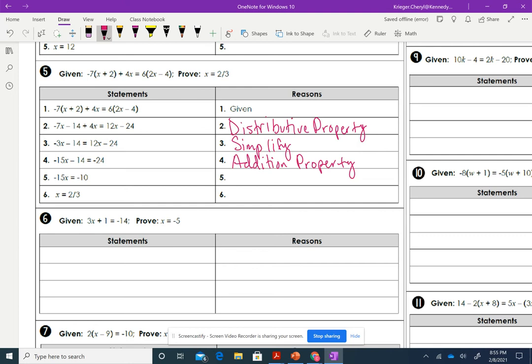Oh, you know what, guys? I got number 4 wrong. It's not the addition property. What did I do wrong? They didn't add 12x. They subtracted 12x on both sides. That's the subtraction property. Sorry about that. All right, but number 4 to 5, we definitely do add 14. So that's the addition property. And finally, we divide by negative 15, and so that's the division property.